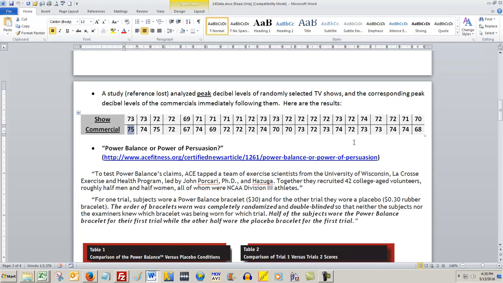So if you look at some of these, the show was at 73 decibels and the commercial was at 75. And the show was 72 and the commercial was 75. The show was 73, the commercial was 74. And you might be thinking to yourself, well, what's the big deal? It's 1 decibel. But you have to realize that decibels are actually powers of 10. That's why they're called decibels. So, 73 to 74 is actually 10 times the sound intensity. So, that's a sizable exponential jump. Sometimes you can see that they went down, 71 to 69. Sometimes they stayed the same, 72 to 72, and so forth and so on.